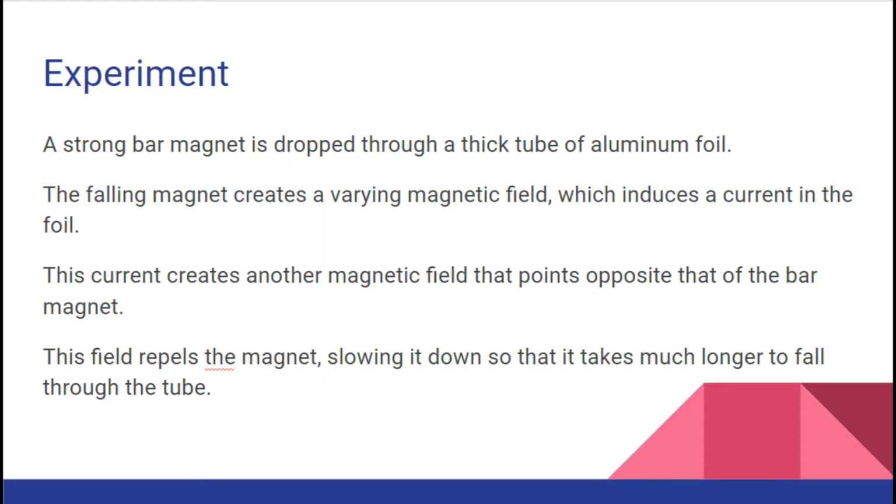In our physical experiment, a strong bar magnet is dropped through a thick tube of aluminum foil. As the magnet falls through the tube, it creates a varying amount of magnetic flux over the horizontal cross-section of the tube, which results in a potential difference around the tube's circumference. Since the aluminum is a conductor, a current flows around the tube, which in turn creates its own magnetic field. This magnetic field creates a force against the falling magnet, so the magnet is slowed and takes longer to fall.